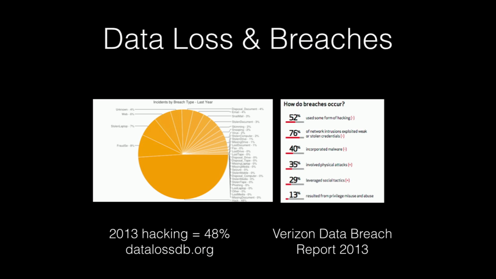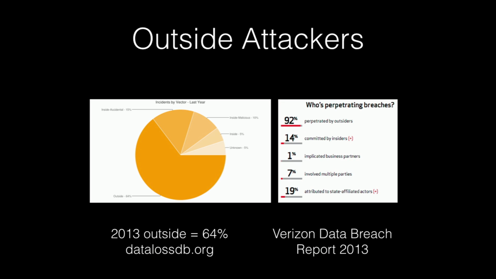Regarding data loss and breaches, there are 2 interesting sites to look at if you haven't before. The Verizon Data Breach Report is chock full of interesting data on the breaches they investigate. They showed that 52% of the breaches they investigated stemmed from hacking. DataLossDB.org shows that in 2013 hacking accounted for 48% of the data loss incidents that they processed. For those attacks, the vast majority of them come from outside the organization. Verizon shows that at 92% and DataLossDB at 64%.